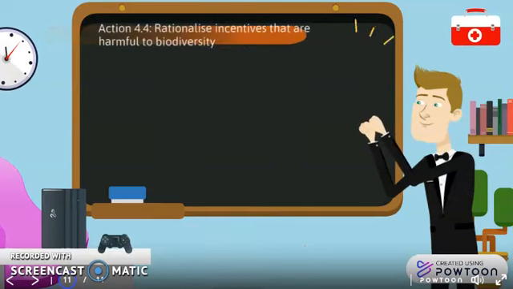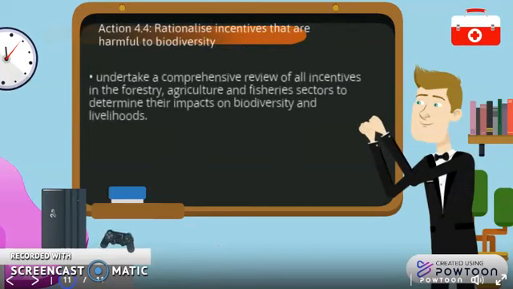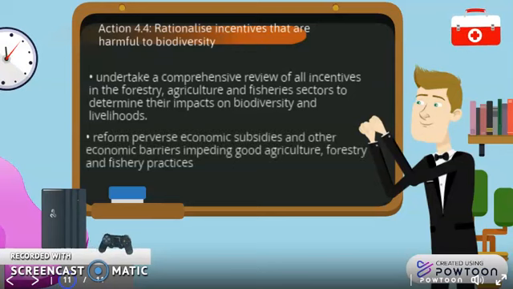Action 4.4. Rationalize incentives that are harmful to biodiversity by undertaking a comprehensive review of all incentives in the forest, agriculture, and fishery sector to determine their impact on biodiversity and livelihood. Reform previous economic subsidies and other economic barriers impeding good agriculture, forestry, and fishery practice.